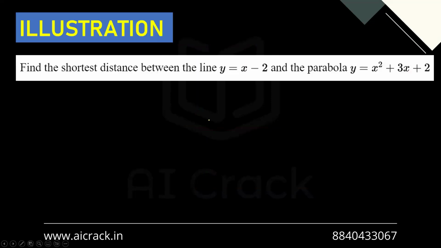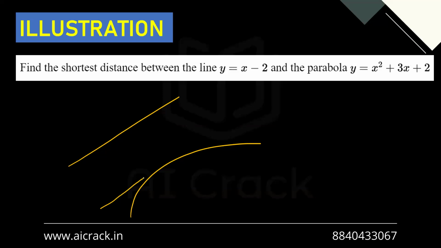So let's see that in an example. Find the shortest distance between the line y equals x minus 2 and parabola y equals x square plus 3x plus 2. Okay. In this case, we have been given a straight line and we have been given a curve. Okay. So what we have to do, we have to find out a parallel line.